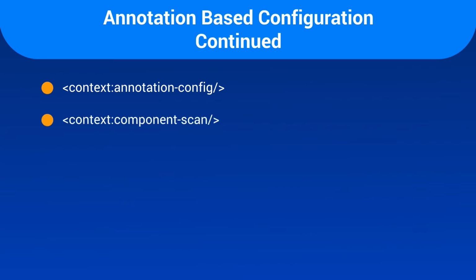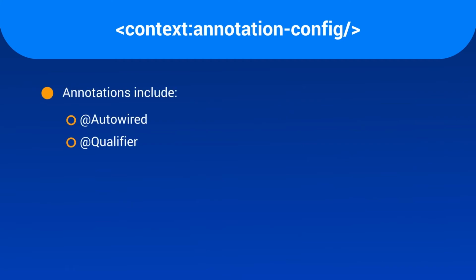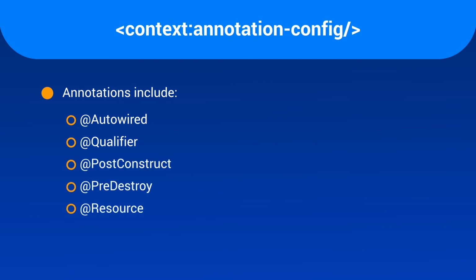In our last video, we demonstrated annotation-based configuration, and the way we enabled it was using annotation-config within our config file. Now, another approach to activate annotations is using component scan. So what's the difference? Well, with annotation config, it mainly is used to activate the dependency injection annotations mentioned earlier, which include autowired, qualifier, post-construct, pre-destroy, and resource.